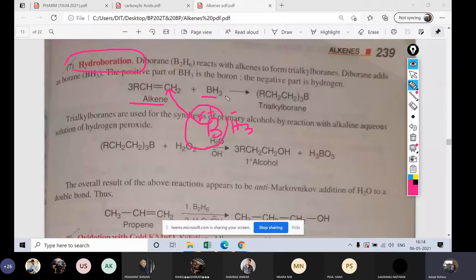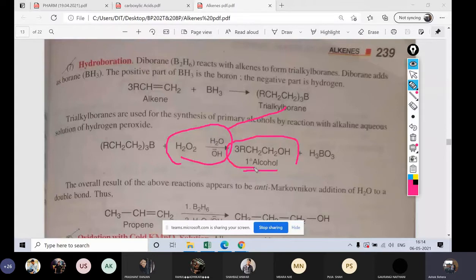Understand? So at last, like this, BH3 is going to be added and it is going to form trialkyl boron. And if we treat this trialkyl boron with peroxide and water hydrolysis, it is going to form the primary alcohol. Please remember, this is also one preparation of alcohol. When you prepare alcohol, this is the preparation.